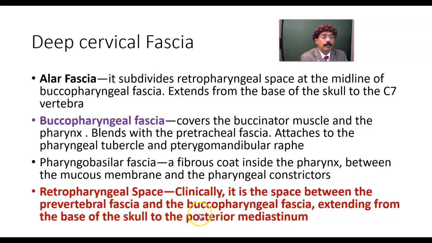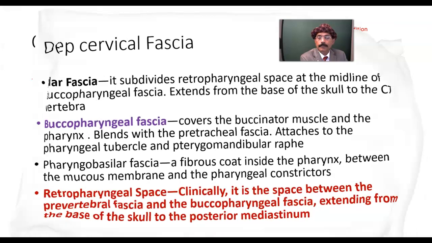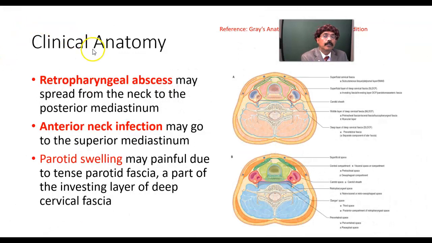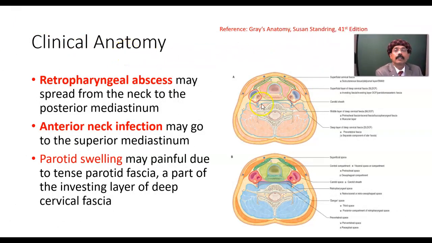Anatomically, this is between the buccopharyngeal fascia and the anterior lamina of the prevertebral fascia. It is clinically between the prevertebral fascia and the buccopharyngeal fascia, because on MRI and CT scan we get only one layer of the prevertebral fascia. Okay, so clinical anatomy is very important to us. We must give emphasis on that.